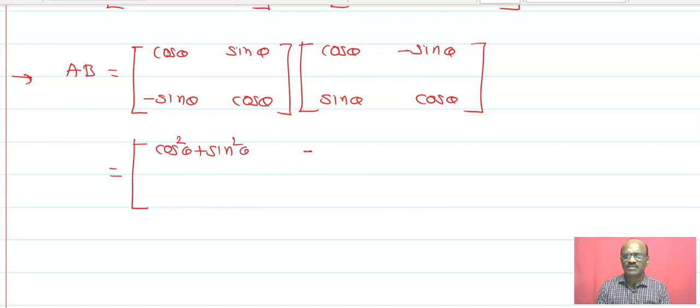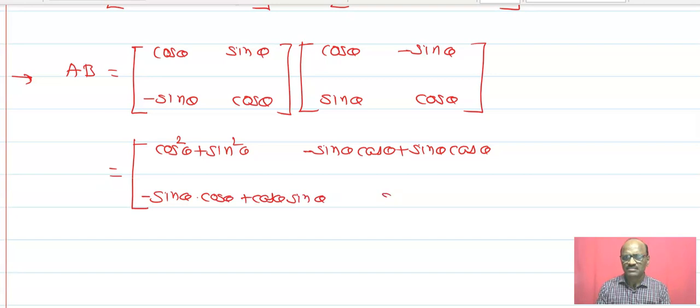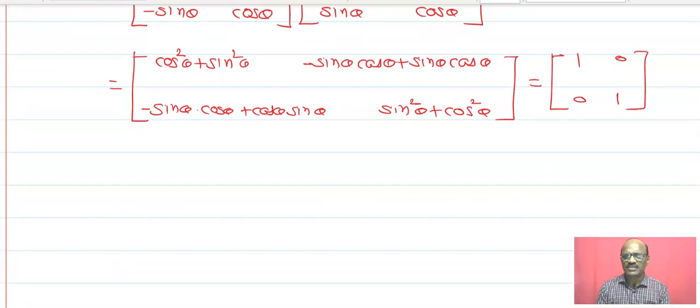First row will multiply by the first column of the second matrix. First row, second column of the first. Second row, first column. Second row, second column. Multiplication is carried out. Sin square theta plus cos square theta is 1, and the two terms get cancelled, and we'll get the identity matrix. AB is equal to 1 0 0 1.